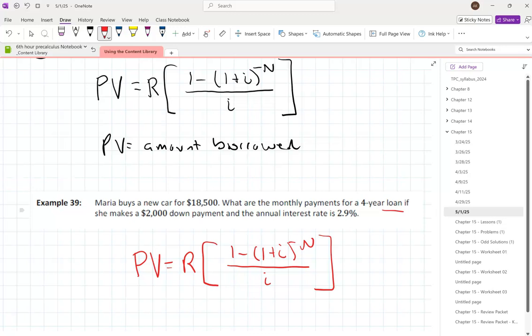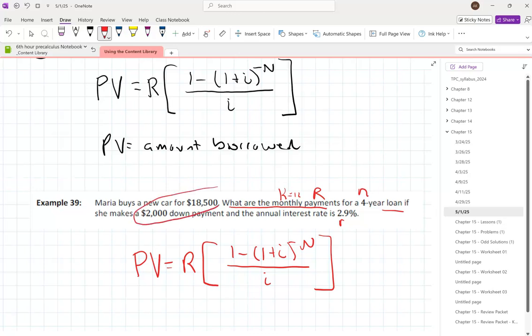Anyway, because it's a loan, I'm going to use my loan annuity formula. And let's see, we're asked, what are the monthly payments? That's looking for cap R. 4-year loan, so that's little n. Interest rate, that's r. And it's monthly, right? What I haven't seen yet is the PV.